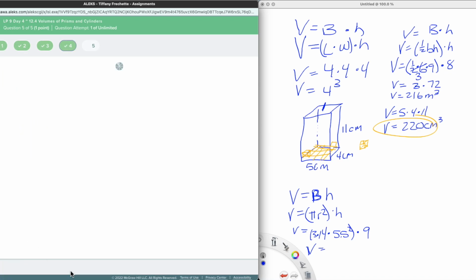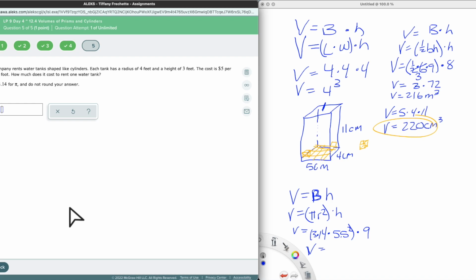All right. A company rents water tanks shaped like cylinders. Each tank has a radius of 4 feet and a height of 3 feet. The cost is $5 per cubic foot. How much does it cost to rent one water tank? So they want us to take volume. We just learned how to calculate the volume, and then take that a step further. Apply that knowledge.